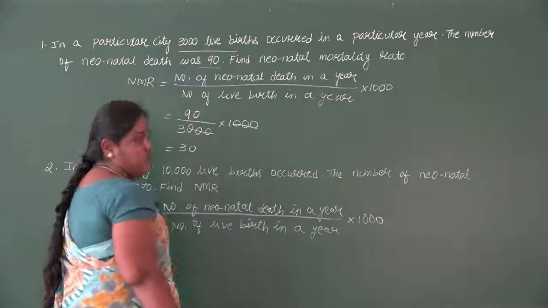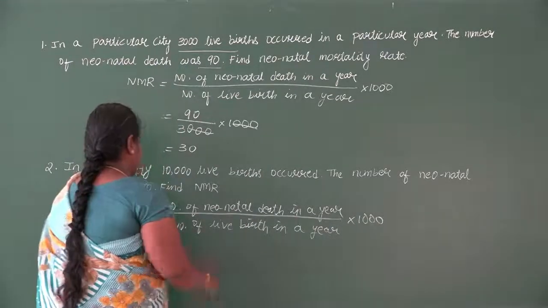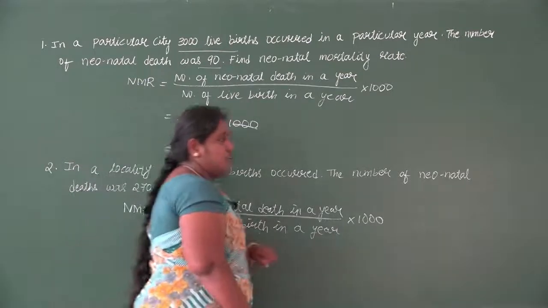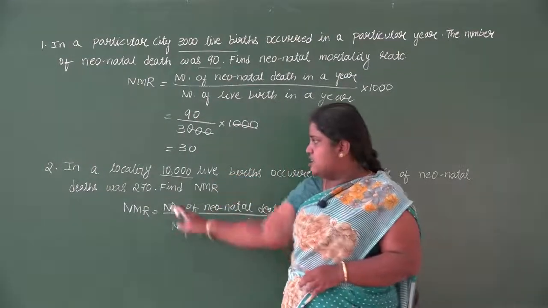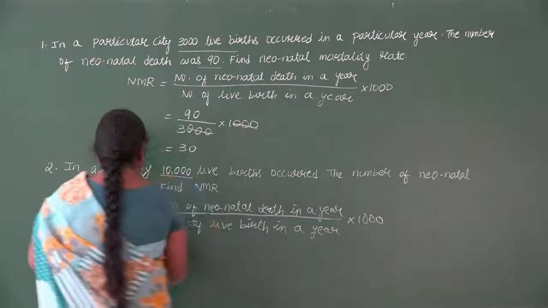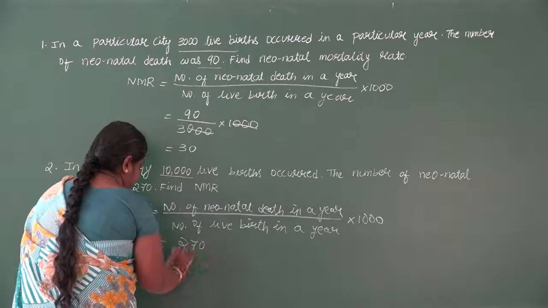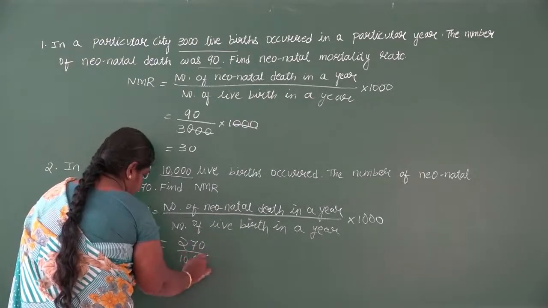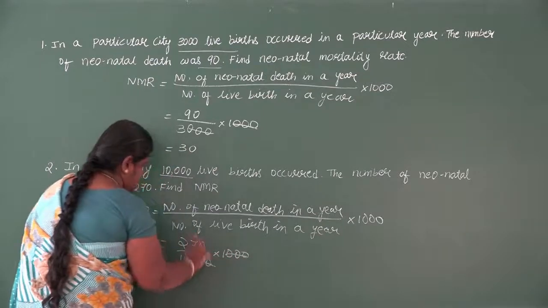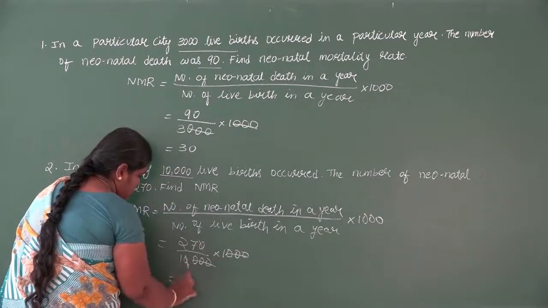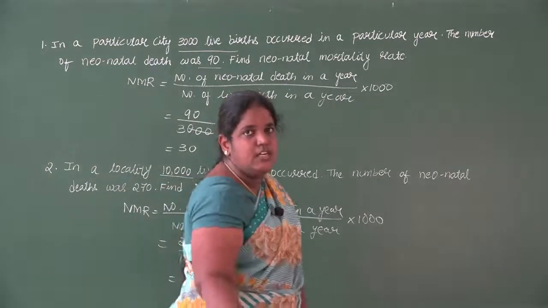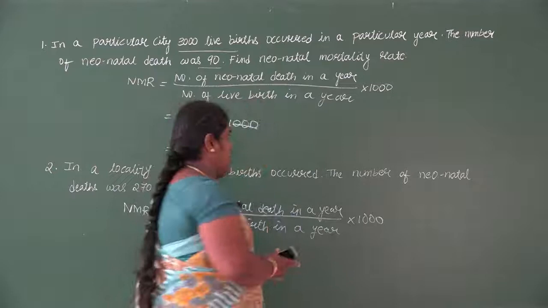So substitute the neonatal death and live birth values. So live births are 10,000. So 10,000 live births occurred, and the number of neonatal deaths is 270. So substitute those values. So 270 divided by 10,000 into 1000. Again cancel the 0 terms. We will be remaining with 27. So the answer is 27. So this is regarding the neonatal mortality rate.